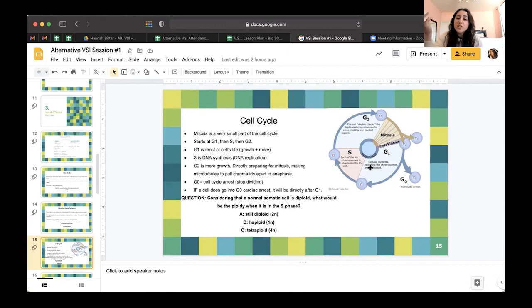And if the cell were to go into G0, this is cardiac arrest, it's going to happen right here. And it's not even going to go to G1. It's just going to go to G0.